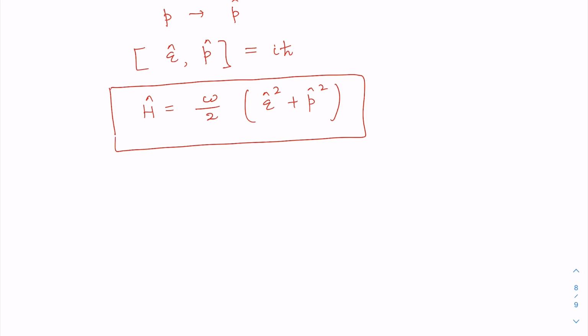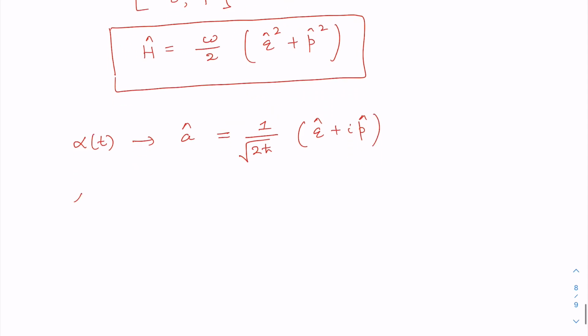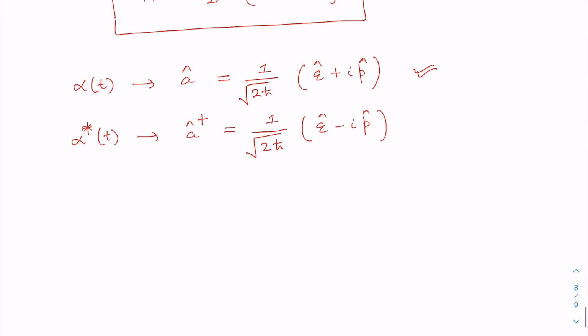in our earlier class, and we can introduce, say, alpha of t, say a, it is now an operator a. We can write it as 1 by square root of 2 h cross, times (2 h cross q cap plus i p cap), and this alpha star t will now refer to a dagger. This is your annihilation operator, and a dagger is the creation operator, and all these things we discussed already in an earlier class on quantum harmonic oscillator.